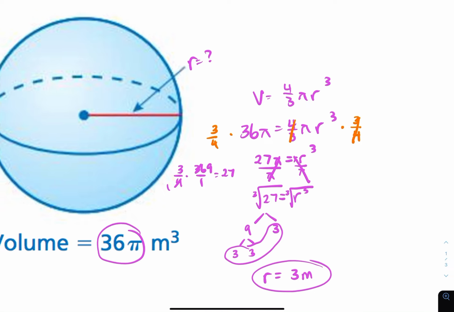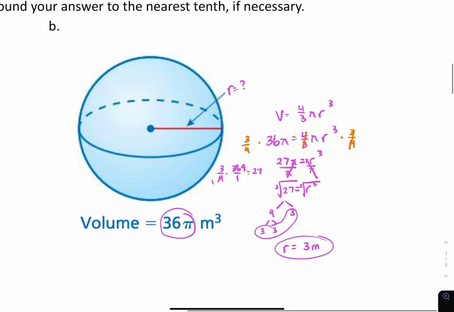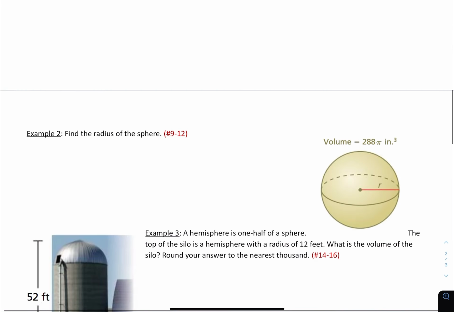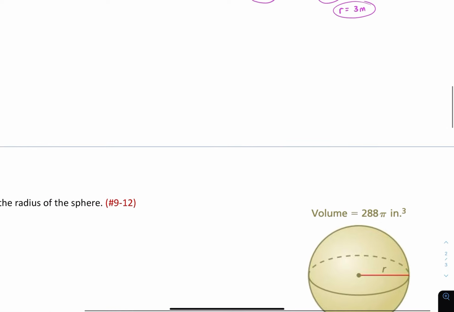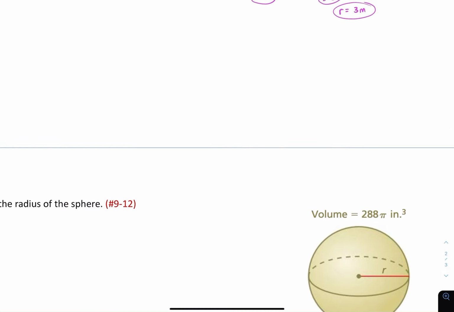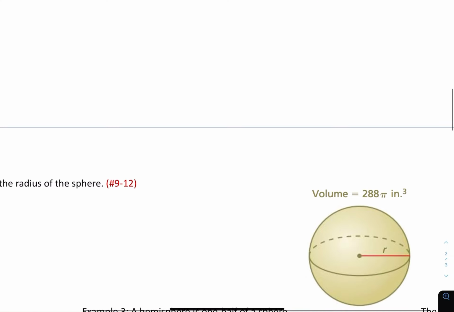So if not, let's move on, and we'll move on to the back page. Find the radius of the sphere. Oh, the problem that we just did is very similar to this. So let's practice what we just did on your own problem with this problem right here.